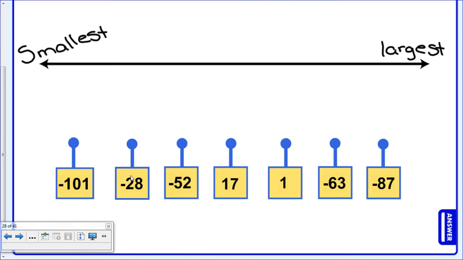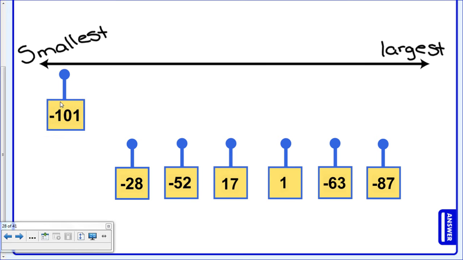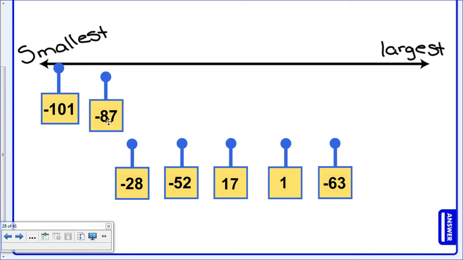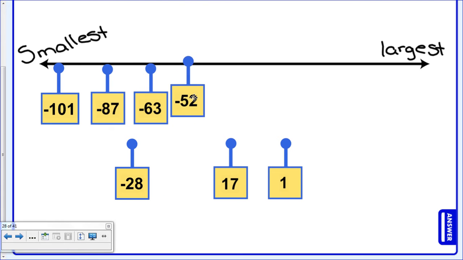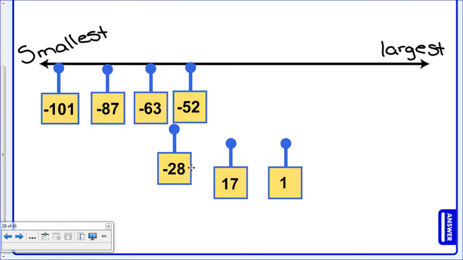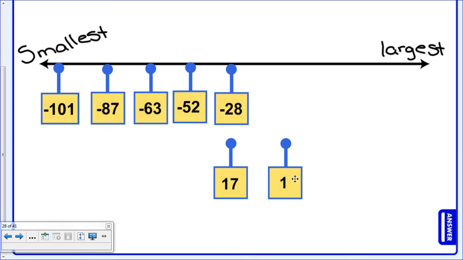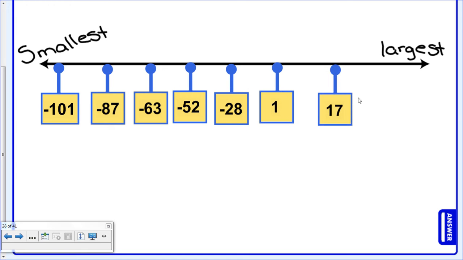Which one would be the smallest? So we've got quite a few negative numbers here. Well, negative 101 is the smallest. It's the furthest from 0. Next would be negative 87. Next would be negative 63. And then negative 52. Then negative 28. Then we have 1 and 17. And please feel free to pause the video if you'd like to jot these down in your notes.